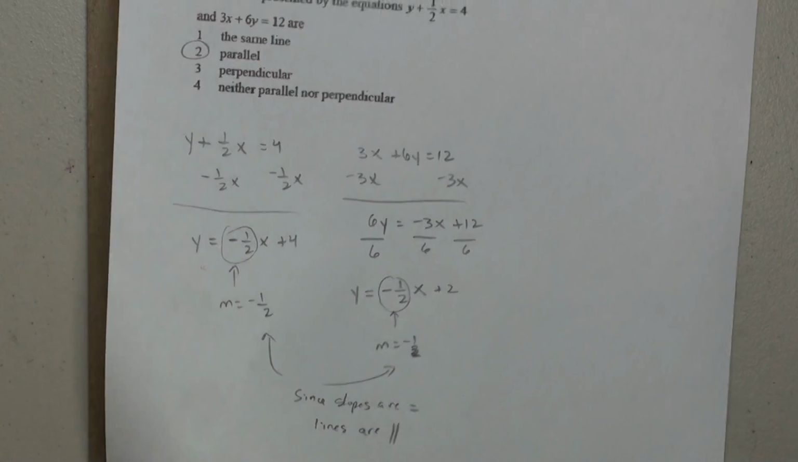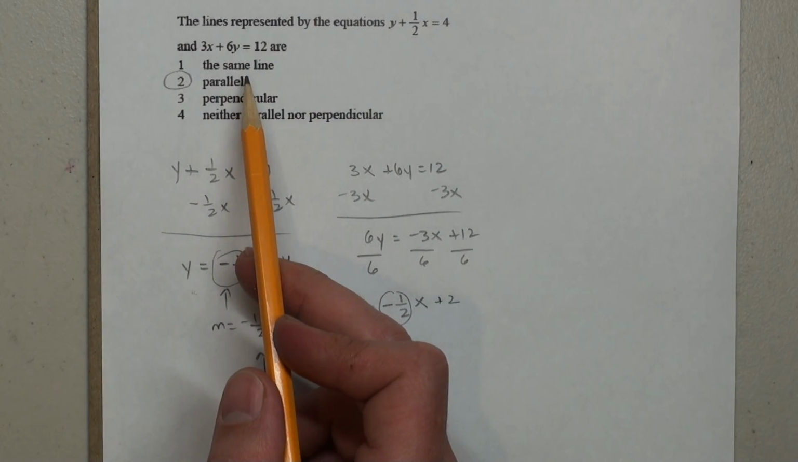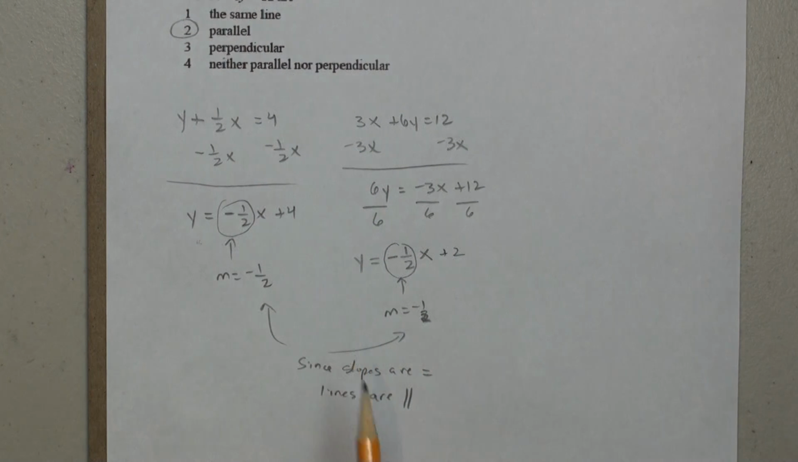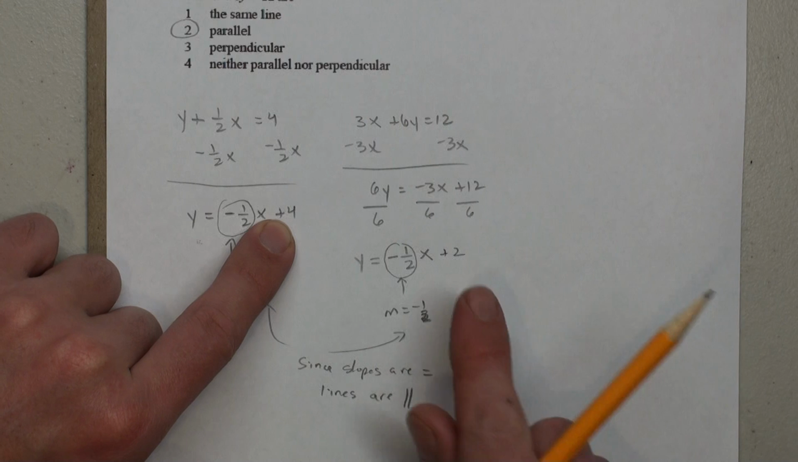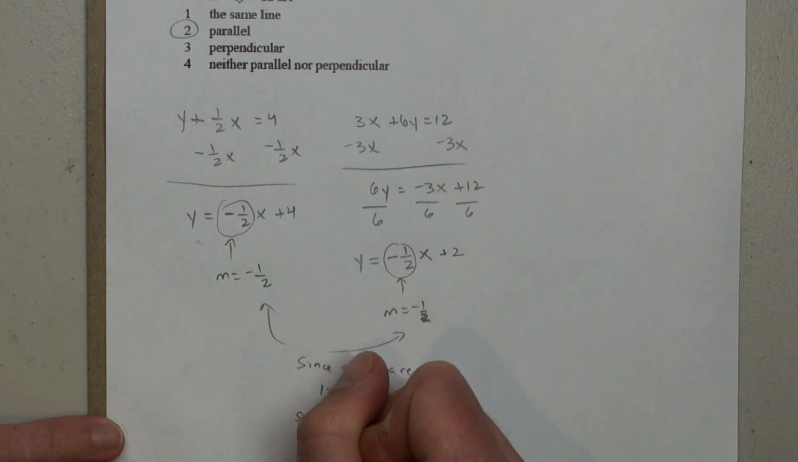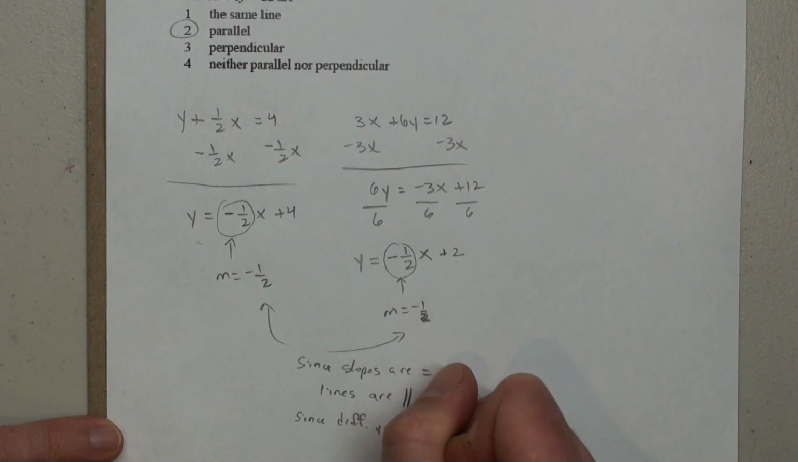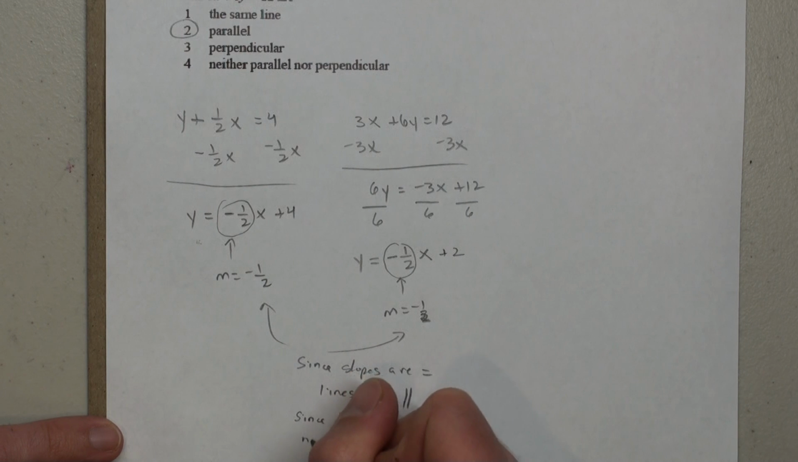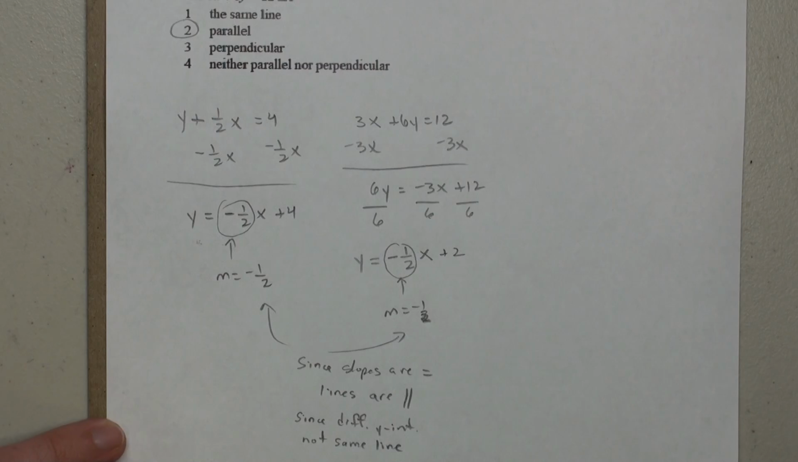17. Ooh, we have to actually go back to that one real quick, because they could be the same line if they have the same y-intercept. Here's the y-intercept, and here's the y-intercept, and they're different. So since different y-intercepts, not same line. Okay?